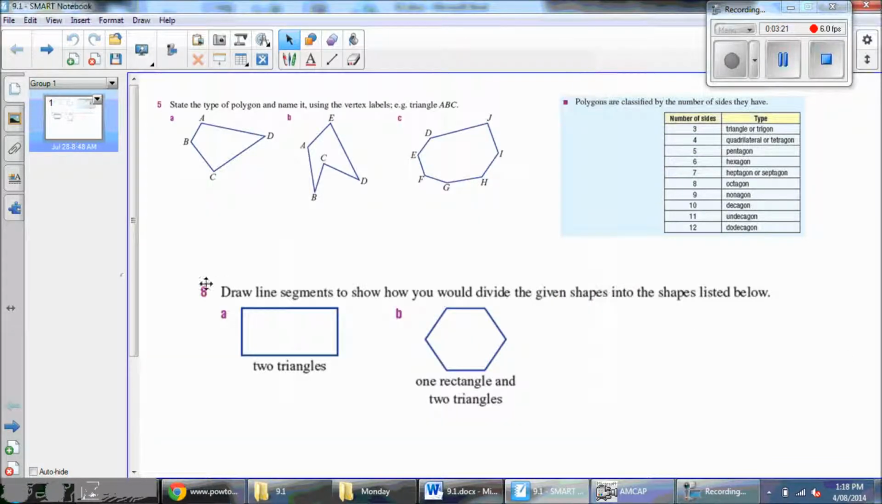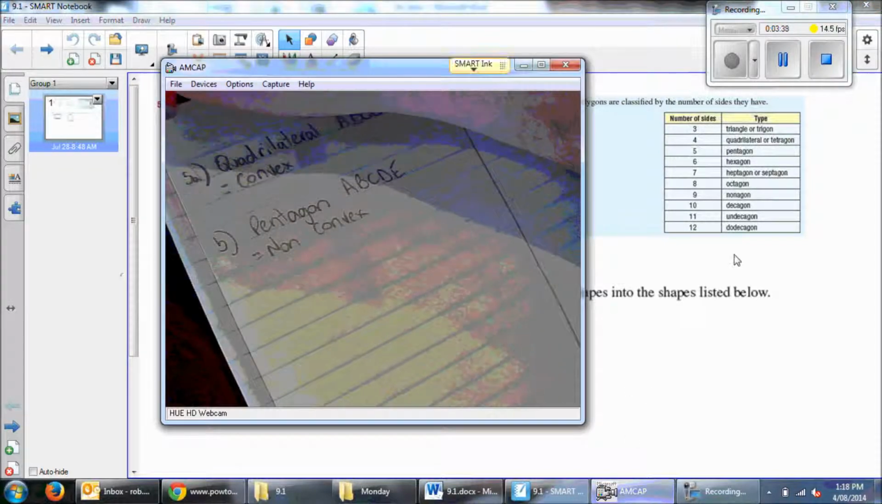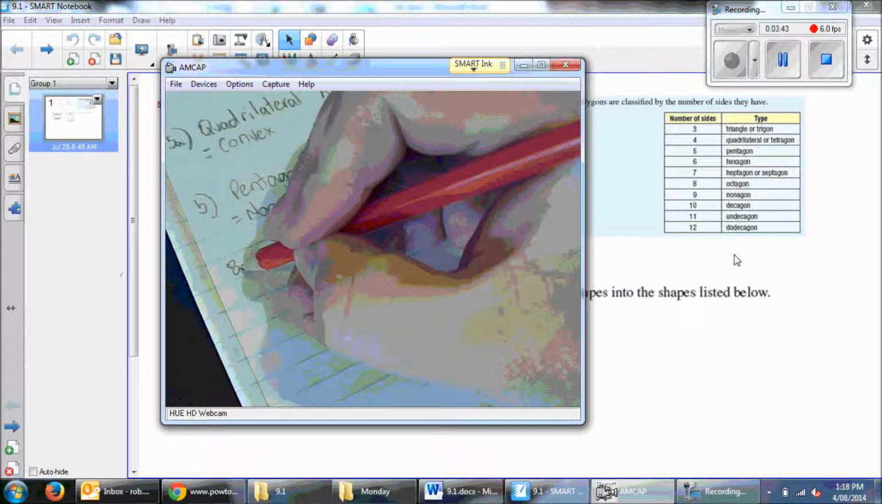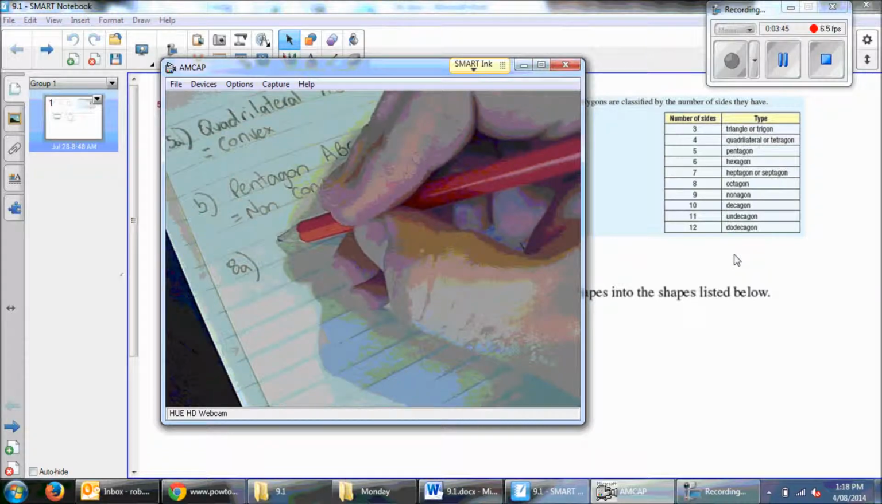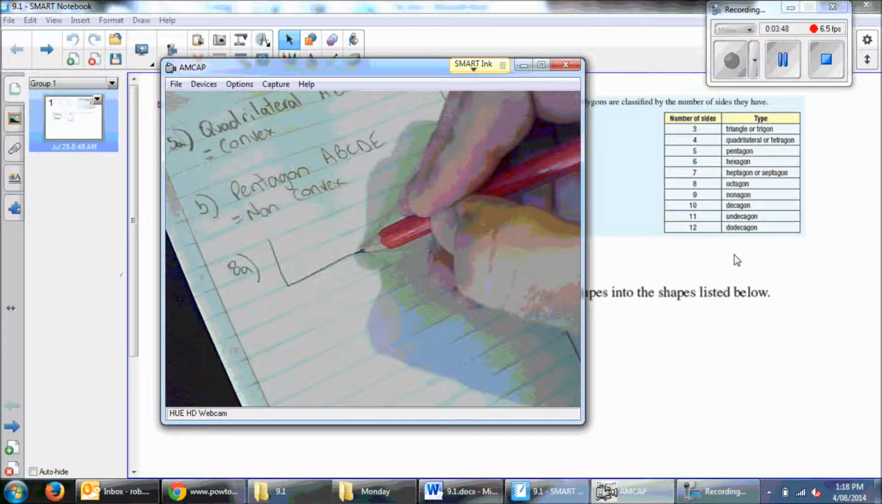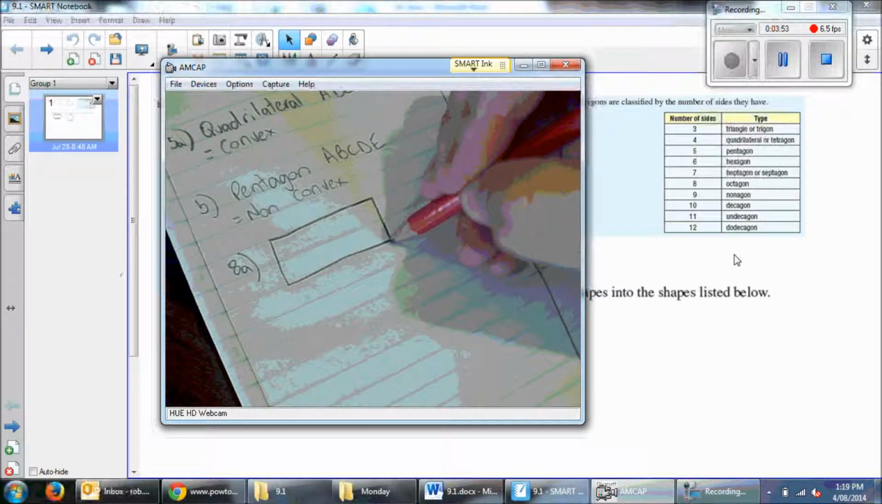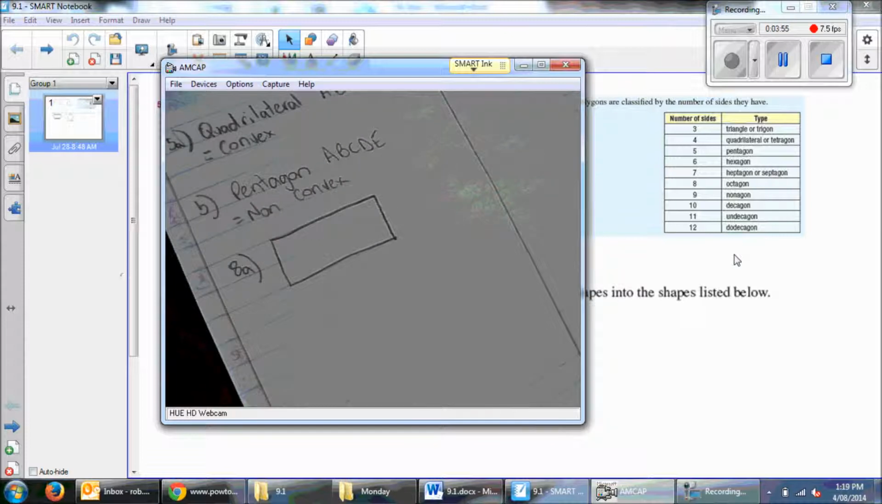Have a look at question 8 here. In question 8 it asks, draw line segments to show how you would divide the given shapes into the shapes listed below. So in A it asks me for 2 triangles. So it's given me a rectangle. So I'm just going to copy that rectangle out. Obviously in your book I'm sure you would be using a ruler for this. Alright, there's my rectangle. I need to make 2 triangles.